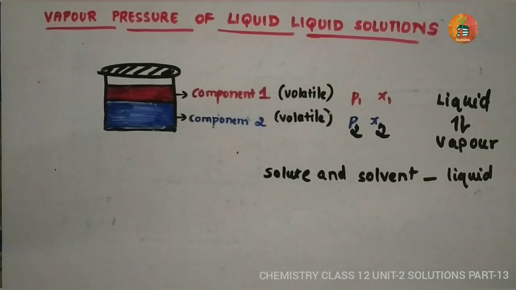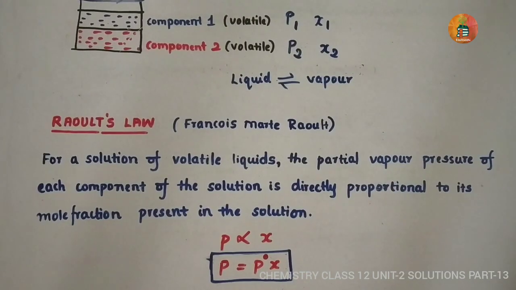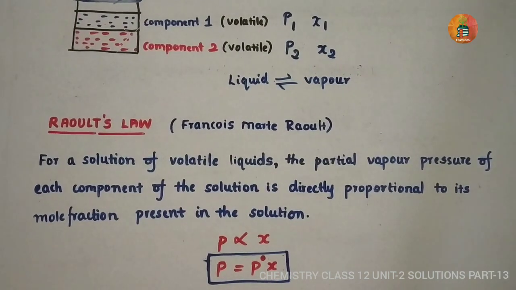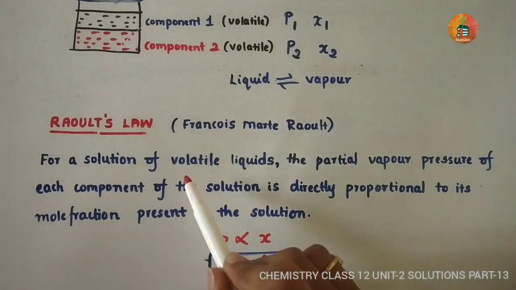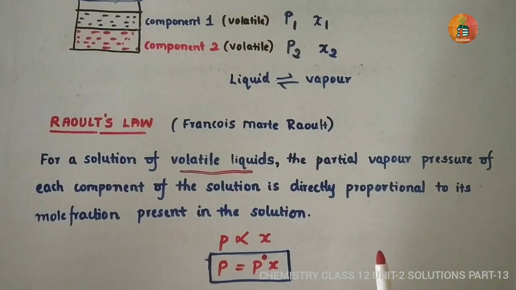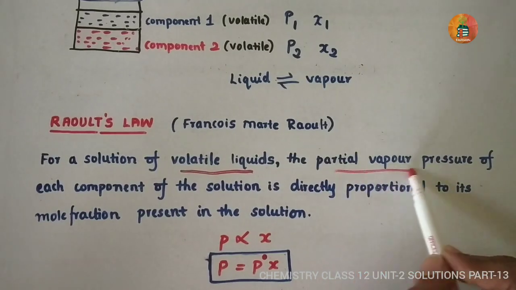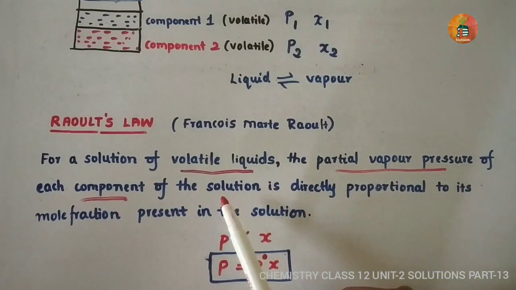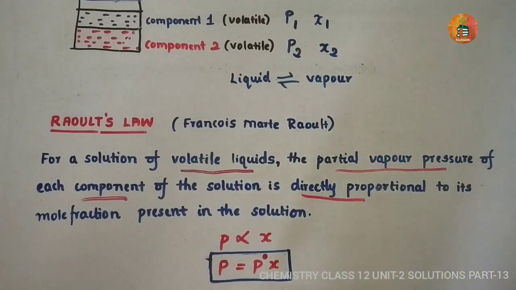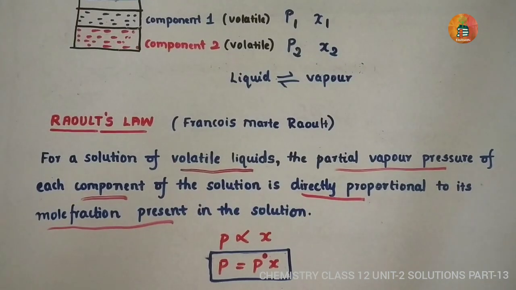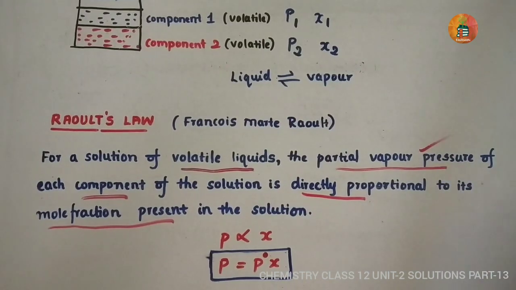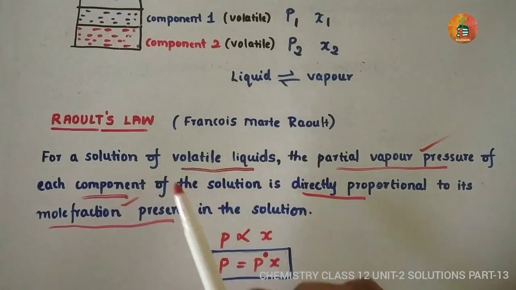Now let us study Raoult's law. This law was given by Francois Marie Raoult, and it states that for a solution made up of volatile liquids, and already we know that in a liquid solution both the liquids are volatile, the partial vapor pressure of each component of the solution is directly proportional to the mole fraction present in the solution. So if it is made up of two components, then according to Raoult's law, the partial pressure of each component is directly proportional to the mole fraction of that component.